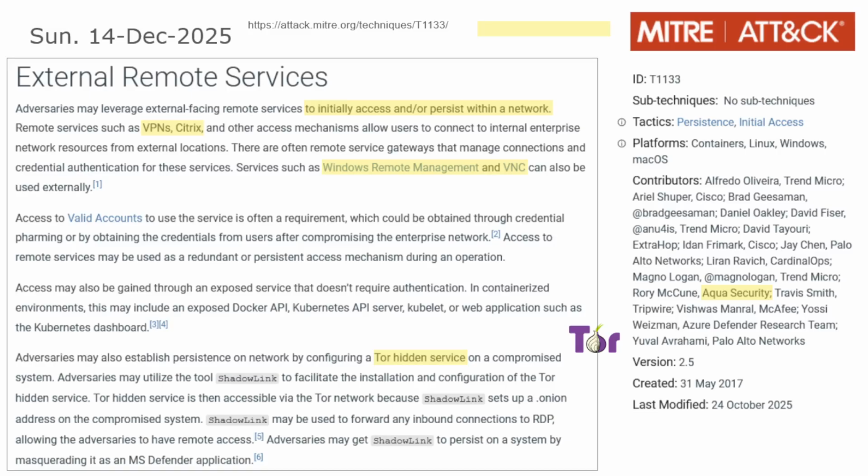So on a compromised system, adversaries may utilize the tool ShadowLink to facilitate the installation and configuration of the Tor hidden service. The thing about these Tor hidden services is that you can only see them through the Tor network. You don't see them otherwise. And there are also websites out there that you can only access if you utilize Tor. That's an entire parallel world on the internet going on. I'm not digging around in Tor. I don't have a browser installed for that right now.